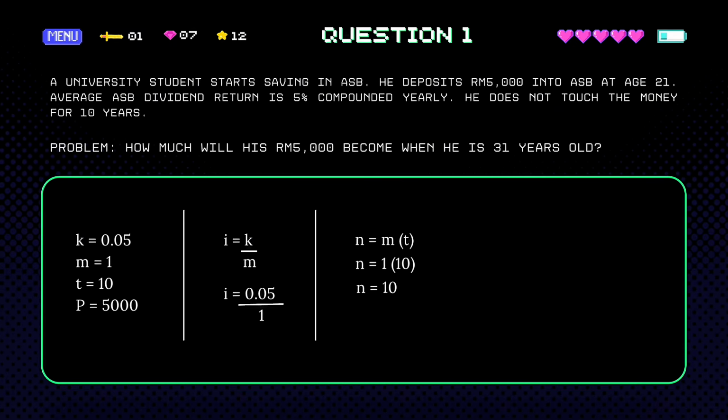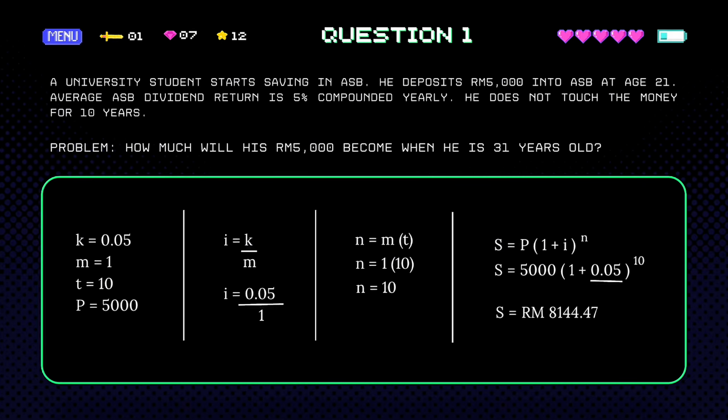For the final step, we need to use the future value formula. That is capital S equal to capital P, open bracket, 1 plus I, close bracket, to the power of N. Then, you can just total it up by using your calculator. So, that 5,000 ringgit will be 8,144 ringgit and 47 cents when he is 31 years old.